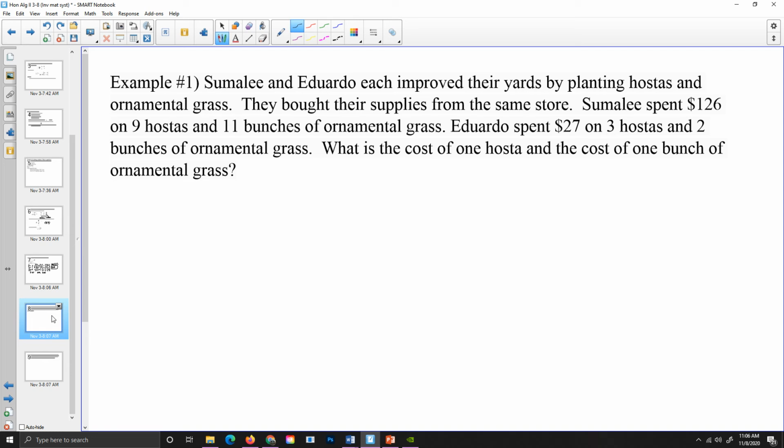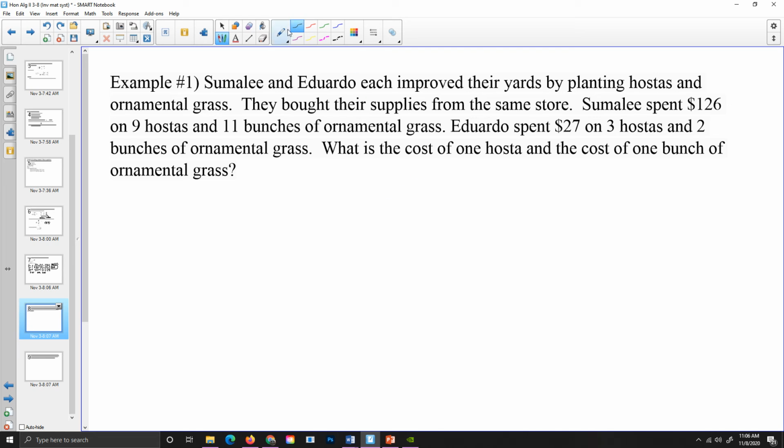Finally, an example for solving a system of linear equations. That's an application problem. And so Sumali and Eduardo each improved their yards by planting hostas and ornamental grass. They bought their supplies from the same store. Sumali spent $126 on 9 hostas and 11 bunches of ornamental grass. Eduardo spent $27 on 3 hostas and 2 bunches of ornamental grass. What is the cost of 1 hosta and the cost of 1 bunch of ornamental grass?